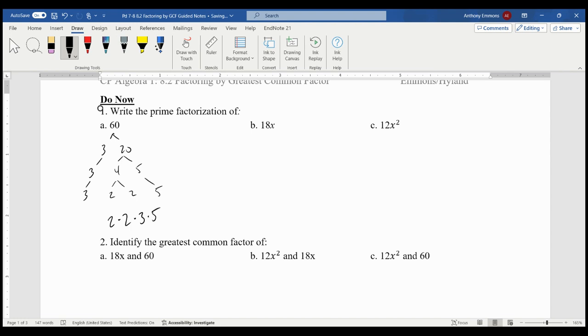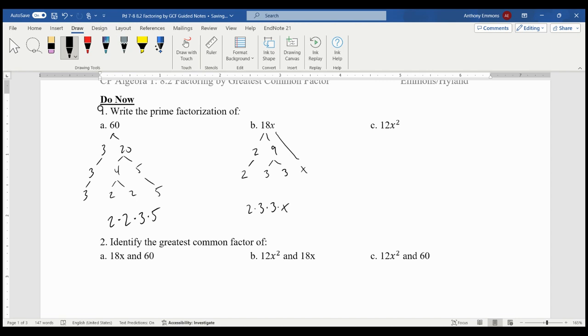All right, something like 18 times x. When we get there, I'm going to say we work with the 18 the same way. That's 2 times 9. 2 is 1 times 2. Just bring it down anyway. 9 is 3 times 3. What do we do with the x? Well, just bring it down. So the prime factorization is 2 times 3 times 3 times x.